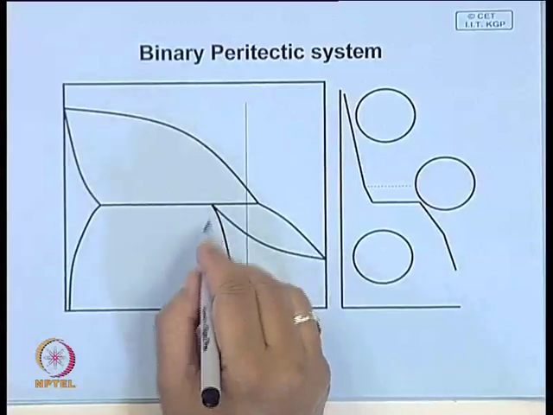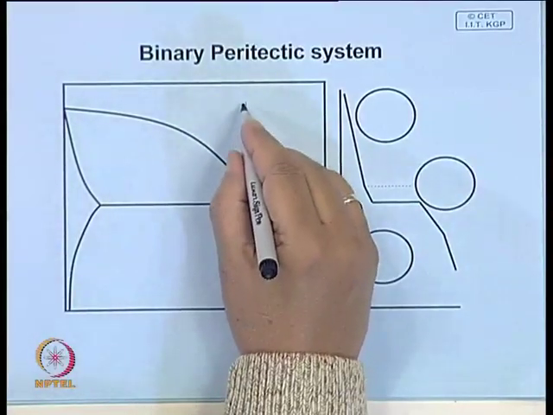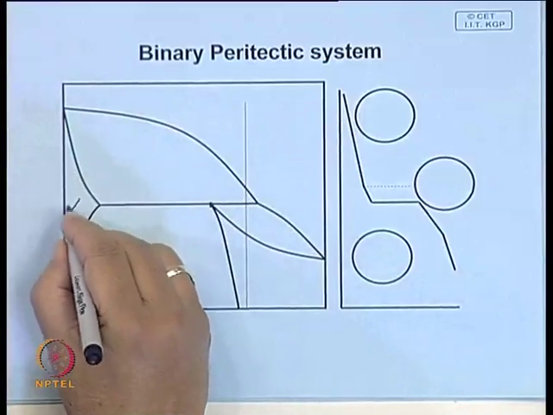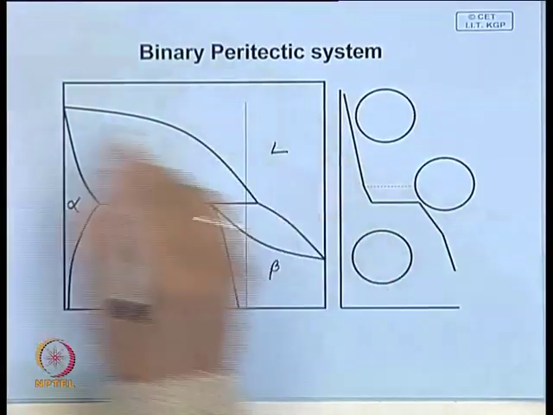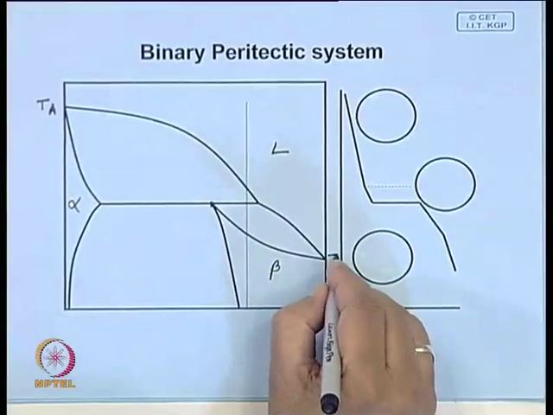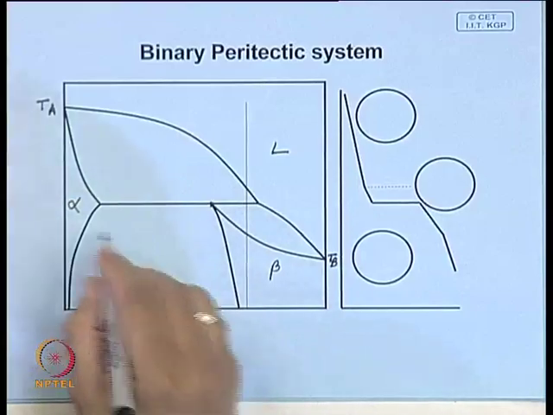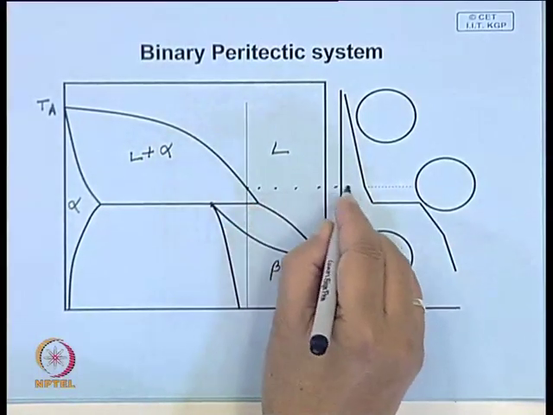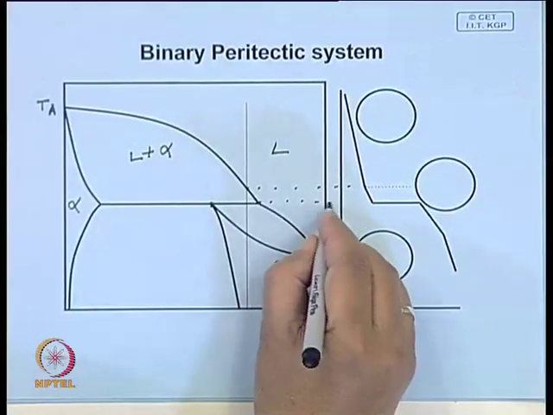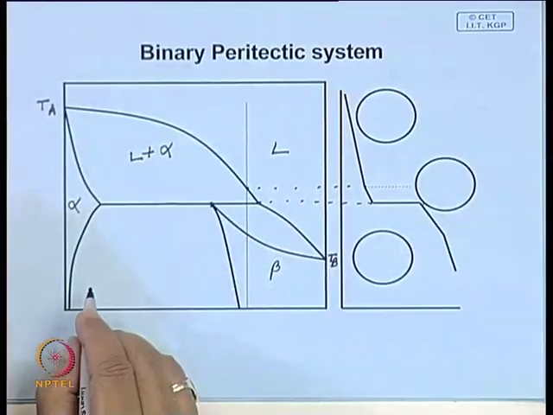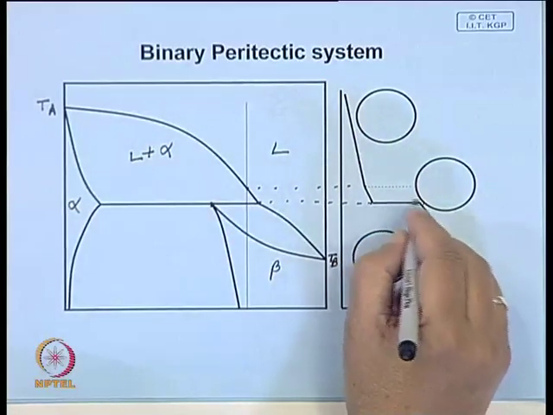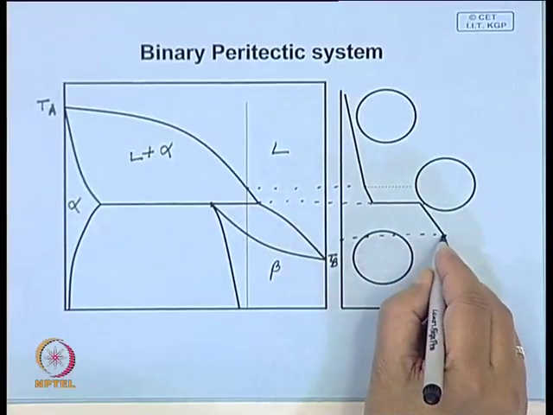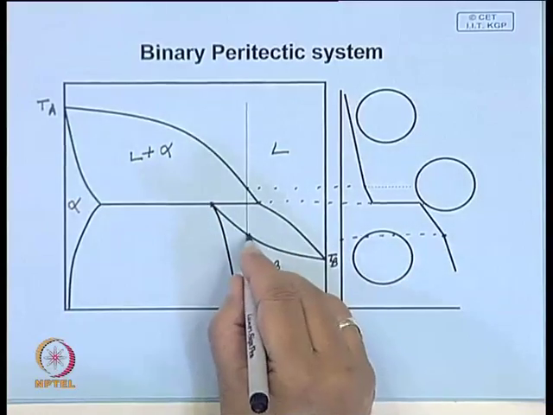Now, similarly, you can also consider a case which is beyond this peritectic point. This is alpha, this is beta, this is liquid, this is the melting point of A, this is the melting point of B. Now, here the solidification proceeds from here, this is the temperature. When it reaches the peritectic point, you get an isotherm on the cooling curve. And here, after the peritectic reaction, the solidification is not complete. You still have some liquid, and solidification is completed at this temperature.